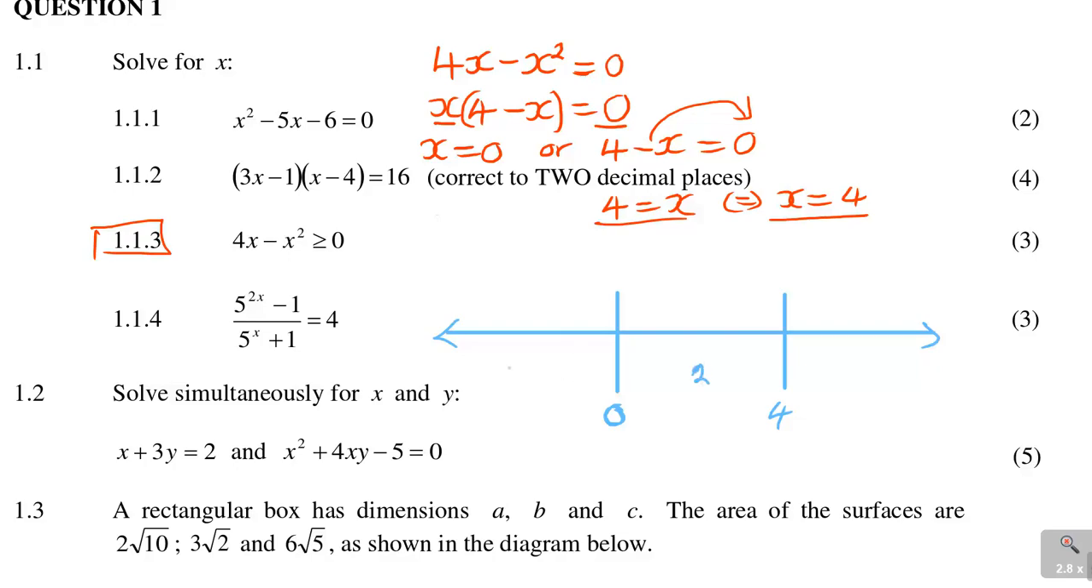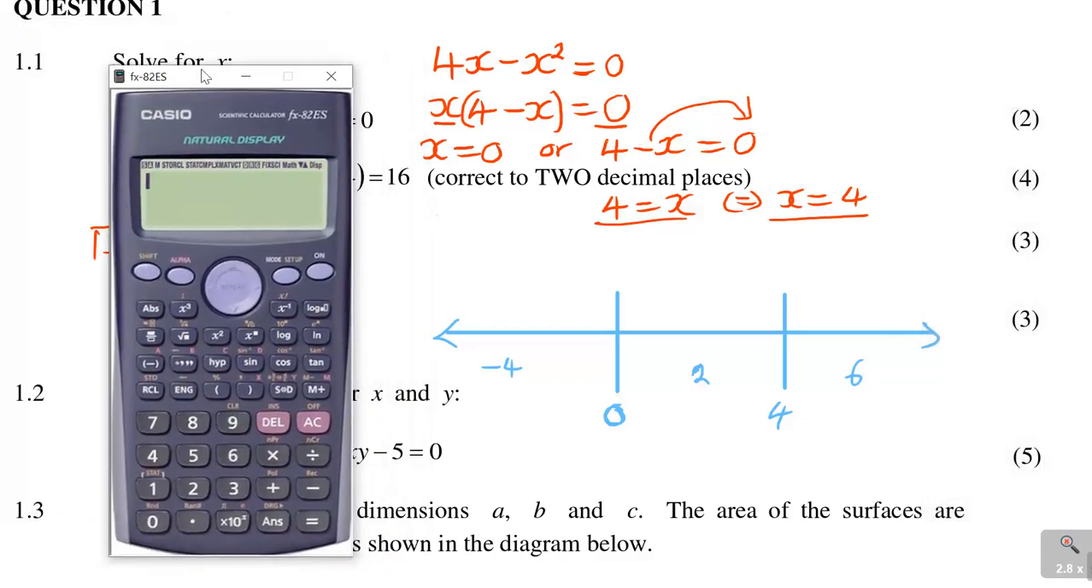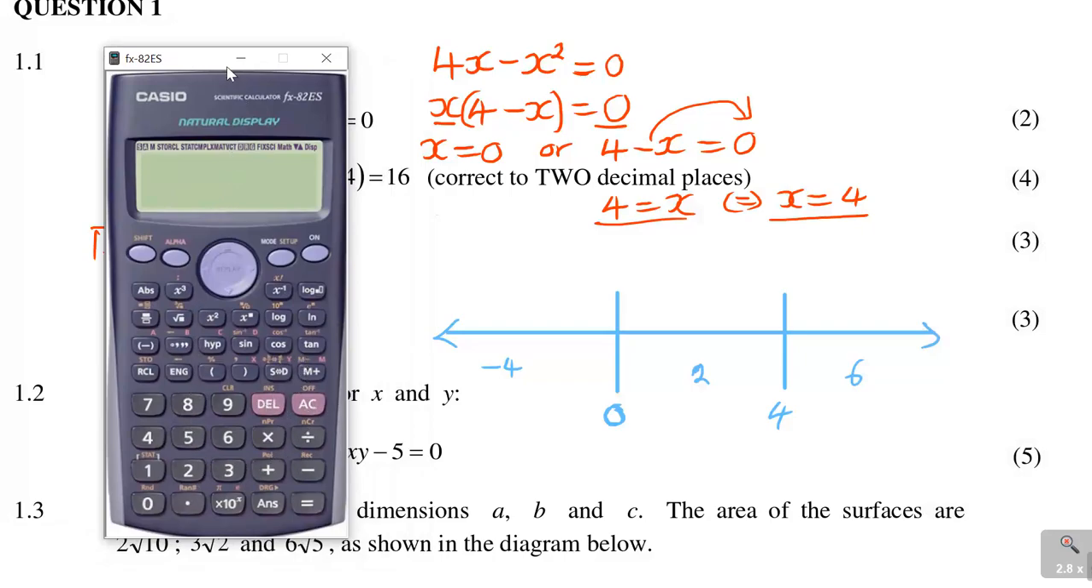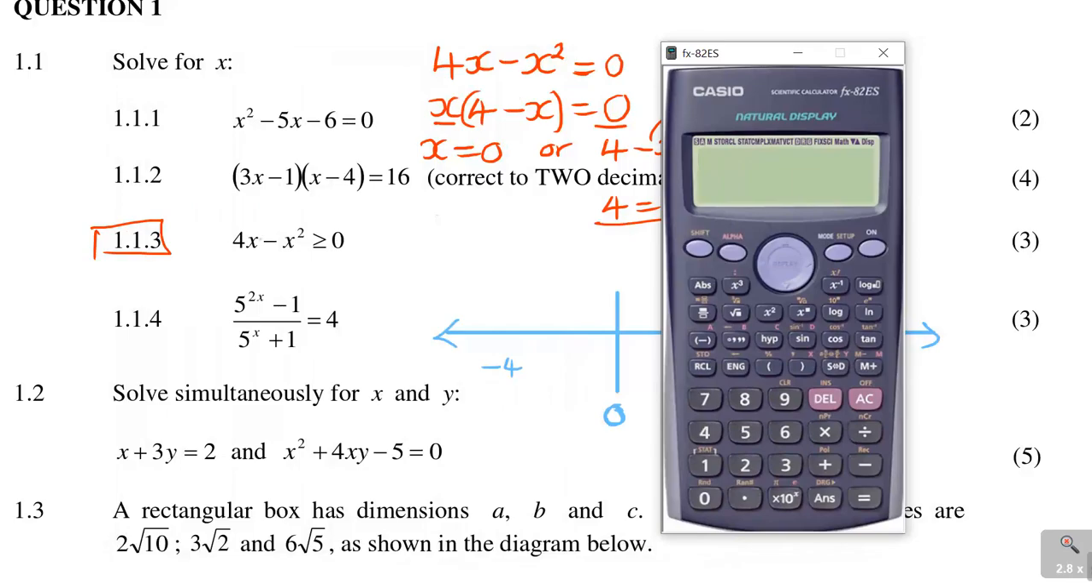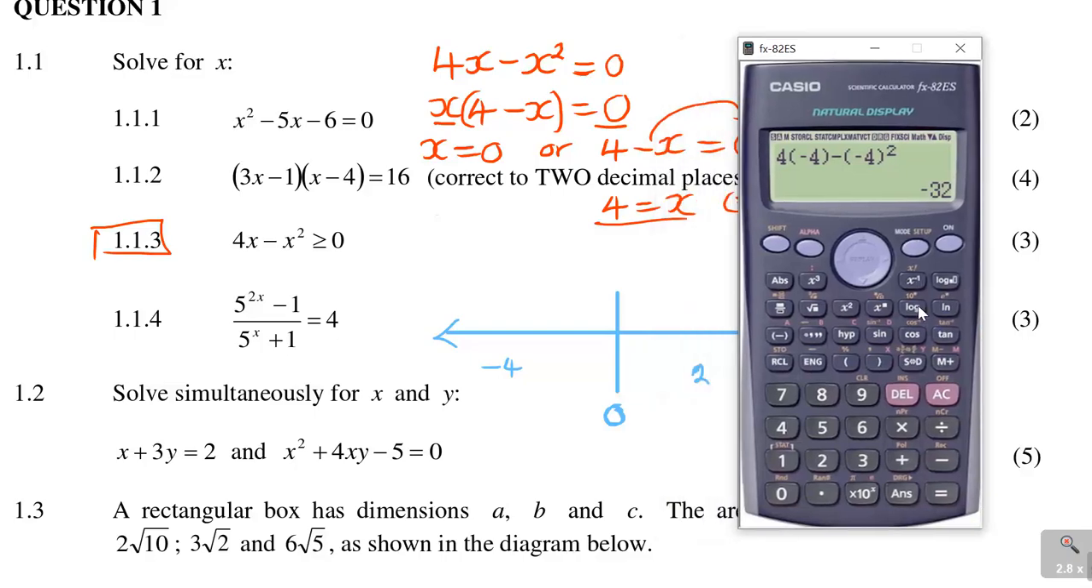Before 0, I'll test with -4. After 4, any number just to think of, I'll test with 6. I'm just choosing any numbers. And then I want to check my signs as I'm testing with these numbers. So I take a calculator and start with -4. You input -4 into that expression: 4 bracket -4, and then minus bracket -4 squared. Notice the sign. I'm interested only in the signs, not the number. It's a negative.